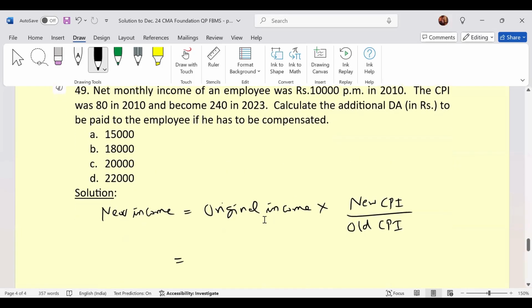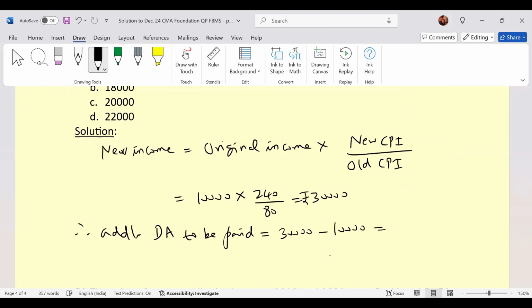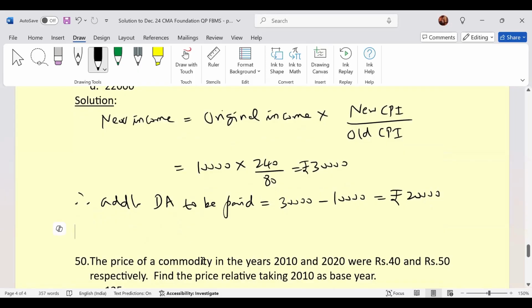So that will give you, original income was 10,000. New CPI is 240. Old CPI is 80. So this will give us 30,000. And then we have to calculate the additional dearness allowance. Therefore, additional DA to be paid will be 30,000 minus 10,000. That will give you rupees 20,000. So it is option C. Let us move on to the next.